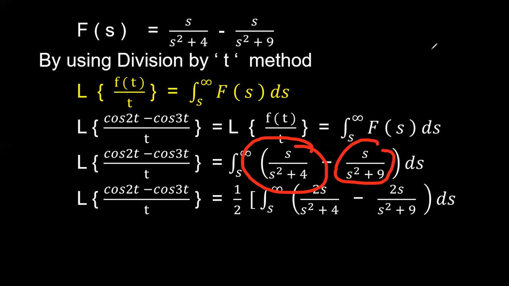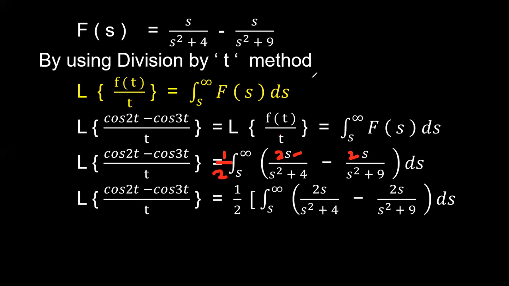In both the cases, we'll have the numerator as s, but 2 is missing in both the cases. So we have to multiply by 2 for both the terms in the numerator, and similarly multiply by 2 in the denominator for both the terms. Both the terms will require the 2. So if I multiply and divide by 2, then I'll put this 1 by 2 outside: 1 by 2 into integration s tends to infinity, 2s by s square plus 4 minus 2s by s square plus 9 into ds.